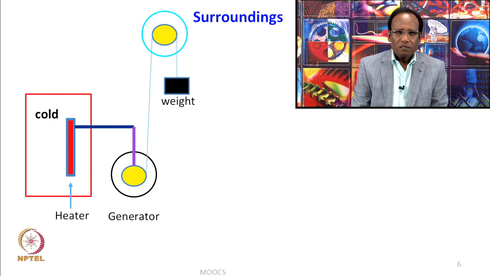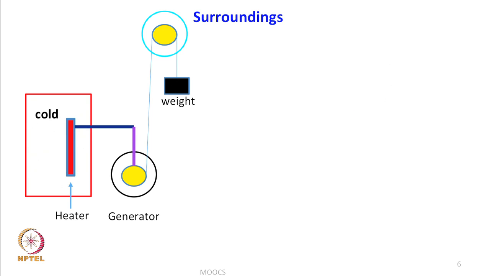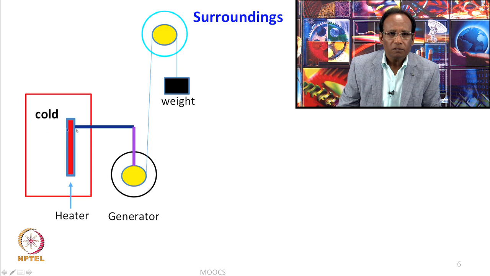Now let us consider the surroundings. Let us consider the surroundings in the form of this reservoir. This is like a water bath, in which we have a heater which can be used to maintain the temperature of this water bath, and there is no system. We just consider the surrounding at some temperature.